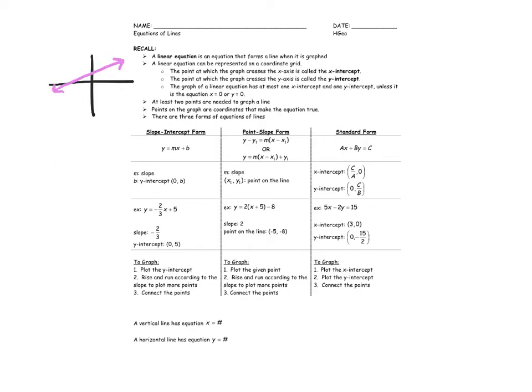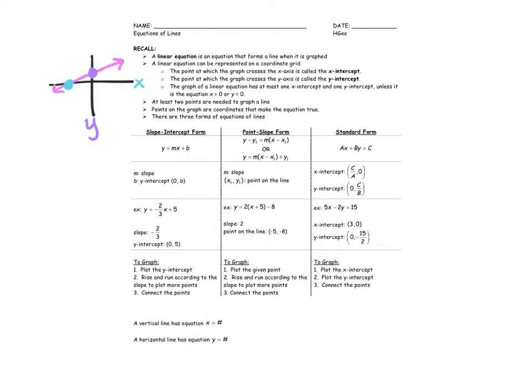This line happens to have a positive slope, increasing from left to right. The point at which the graph crosses the x-axis, so this is the x-axis, this point right here would be called the x-intercept, and the point at which the line crosses the y-axis is called the y-intercept.